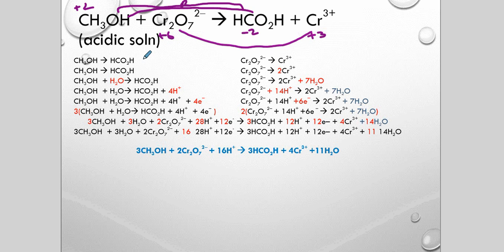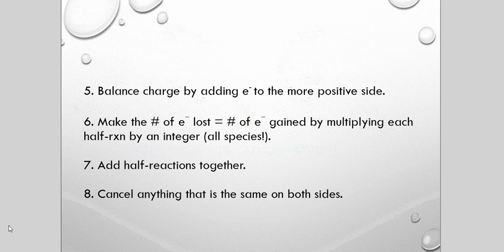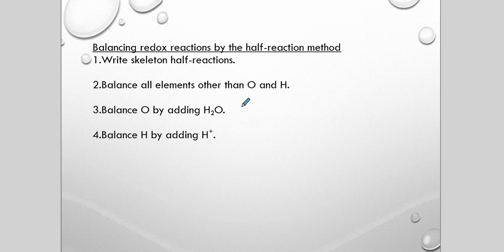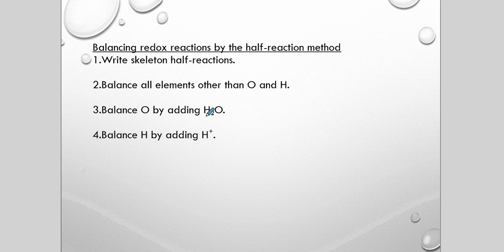So let's go back to the steps we need to take. Step 1. Write the skeletal half reactions. You have half reactions given to you already. All you need to do is separate them out. Balance all elements other than oxygen and hydrogen, if you can. Then you're going to balance oxygen by adding water, hydrogen by adding hydrogen ions on both reactions. 2 separate reactions. So you have 2 different reactions, one happening over here, one happening over here.